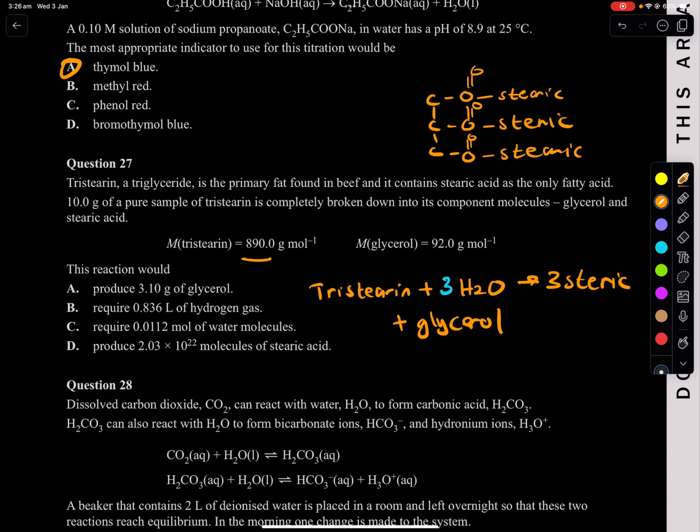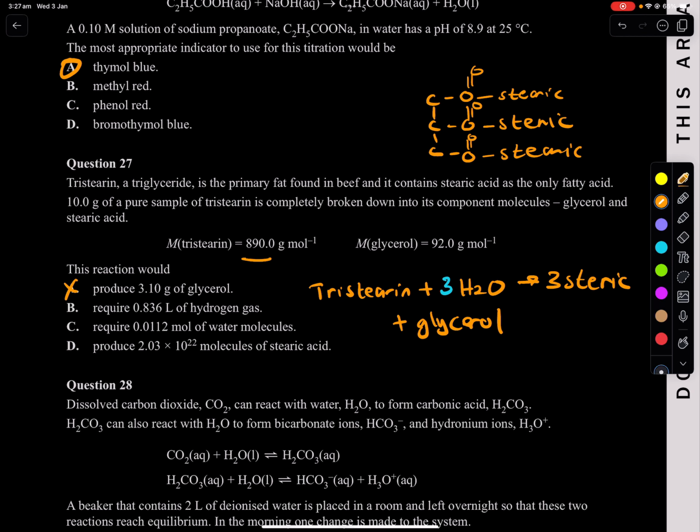Well, to find the mole of glycerol, it is a 1-to-1 ratio, as you can see. So it's going to be the same mole, and I'm going to multiply by its molar mass to get it in terms of grams. So times 92. So for this reaction, it will produce 1.03 grams of glycerol, not 3.10 grams. So A is wrong. Next was requires 0.836 liters of hydrogen gas.